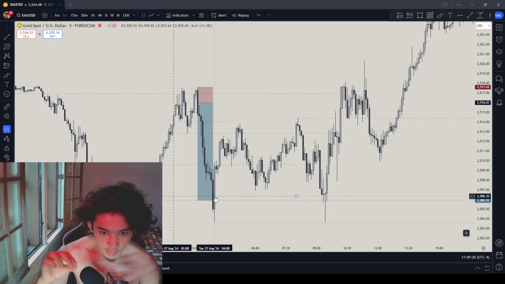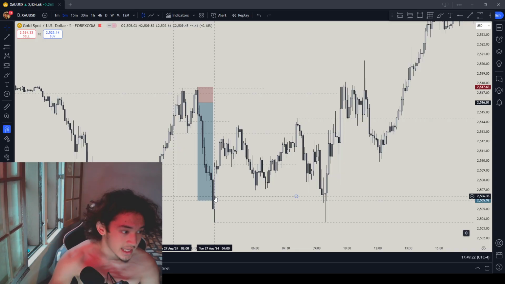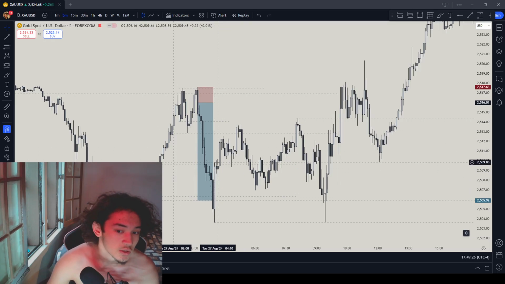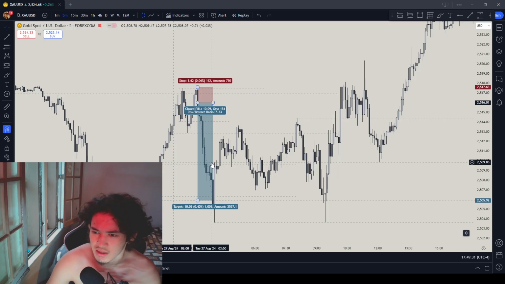So when it got touched like that, it got touched during a kill zone. But, how do I say this? I think I just messed up. What really matters is the high time frame. All these got touched during a kill zone.